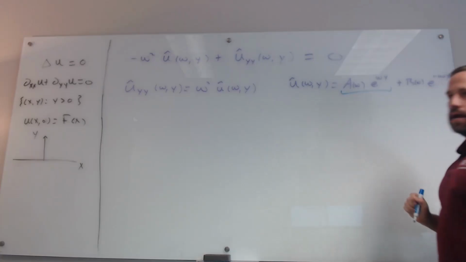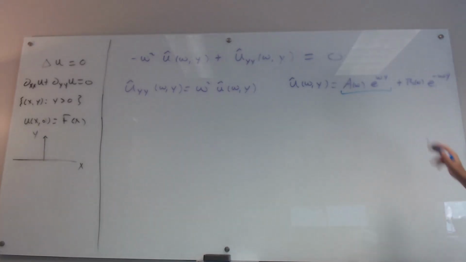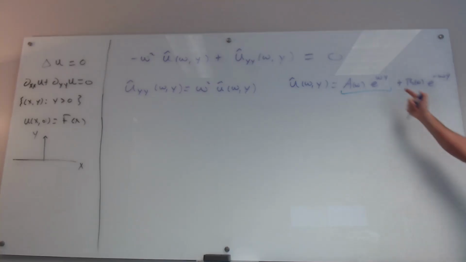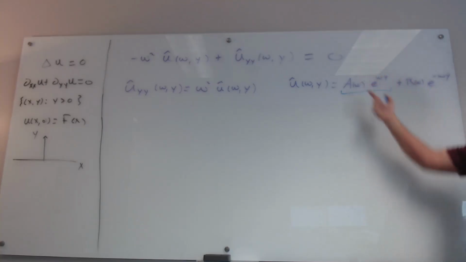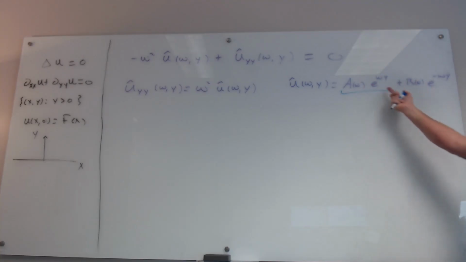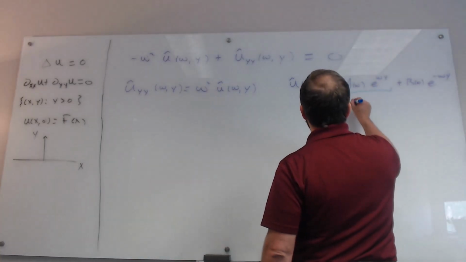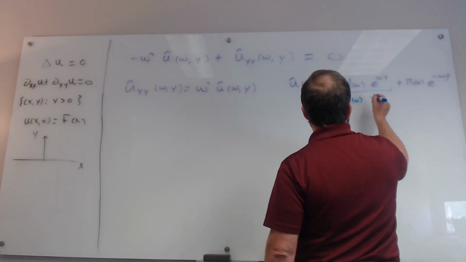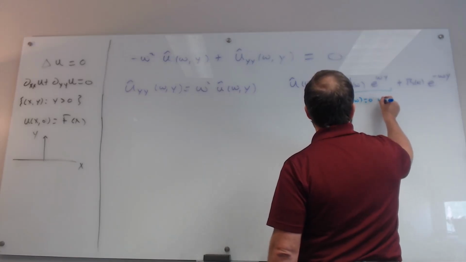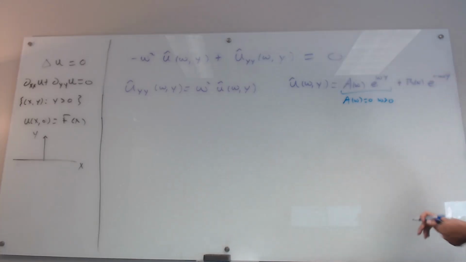if you look right here, when omega is positive, notice that y is always positive because we're in the upper half plane. So here, when omega is positive, this is going to be bad because we got some exponential blow up here. So what we're going to do is we're going to say a of omega is equal to 0 for omega greater than 0.